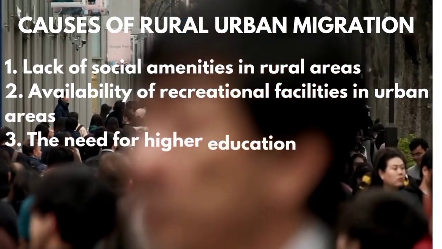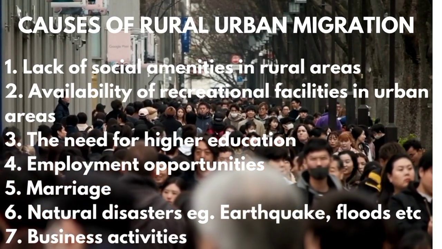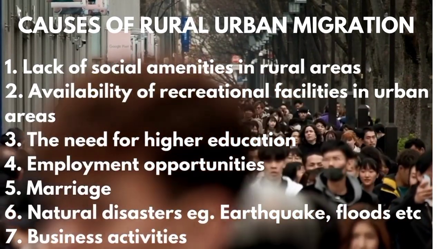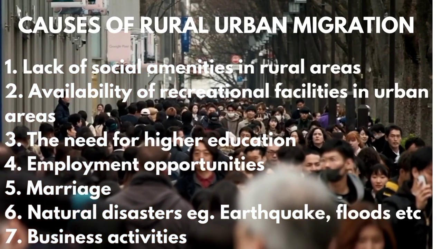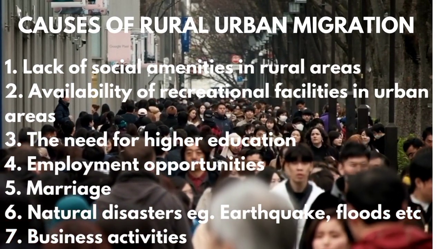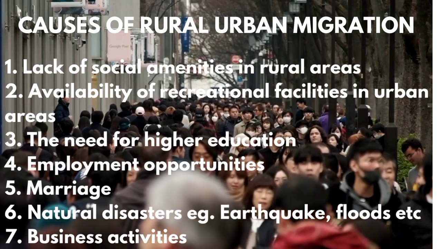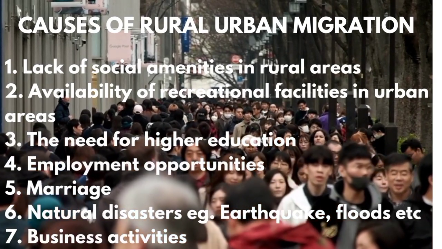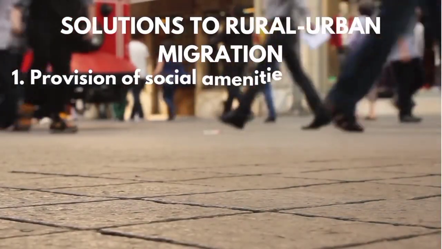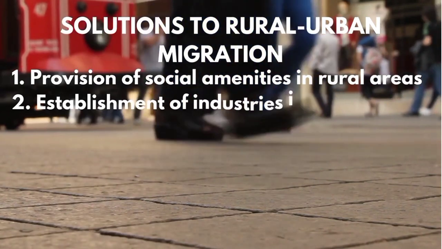Now, what are the causes of rural-urban migration? One, we have lack of social amenities in rural areas. Two, the availability of recreational facilities in urban areas. Then we have the need to pursue higher education. Then others include the search for employment opportunities. Marriage can also cause rural-urban migration. Then natural disasters like earthquake, flood, just to mention but few, can also cause people to migrate from rural areas to urban areas.